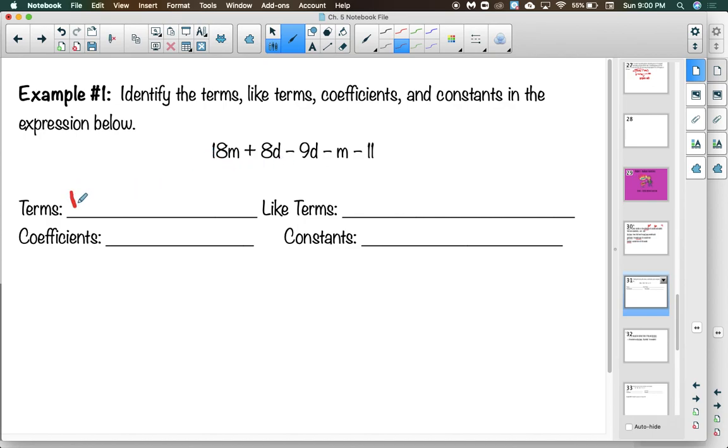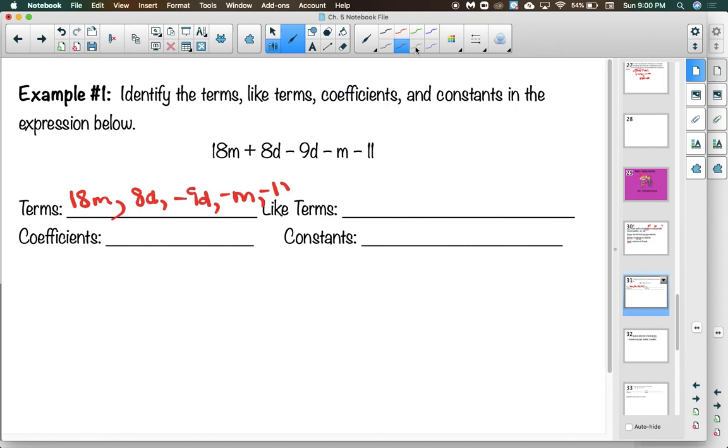Our terms are 18m, and I'm going to put a comma there, 8d, and so far those two were positive terms. But this guy here, that minus sign gets pushed with that term to make it a negative 9d. This minus sign gets pushed with the m to make it a negative m, and this minus sign gets pushed with that 11 to make it a negative 11.